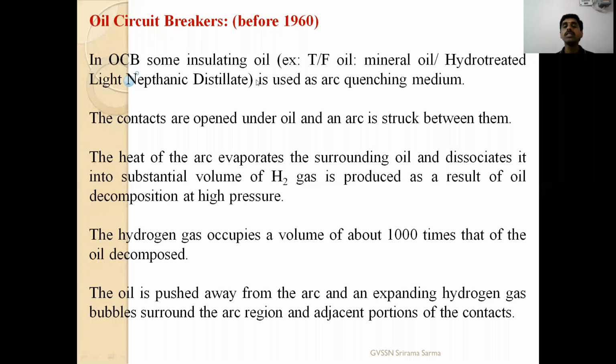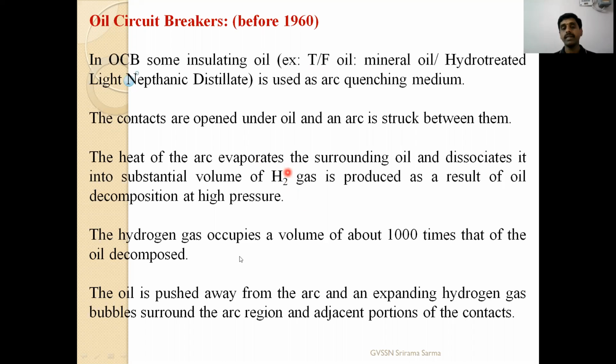In OCB, the insulating oil, that is called transformer oil, which is mineral oil, is hydro treated light naphthenic distillate, the chemical name. That is used as the arc quenching medium. So contacts are opened under the oil, and when the arc is struck, as you have already seen in the Buchholz relay, when the oil decomposes, it produces hydrogen gas. About 70% of the gas will be hydrogen when the oil dissociates. So that is the main quenching medium.